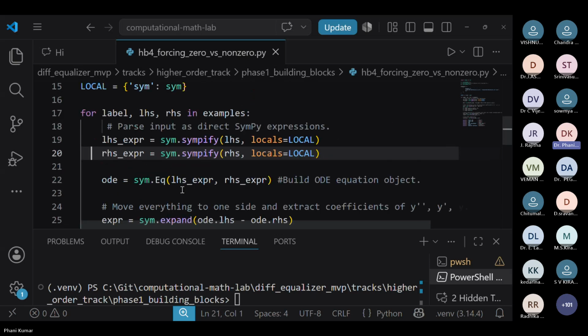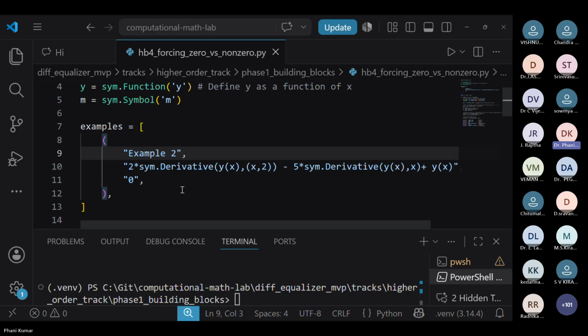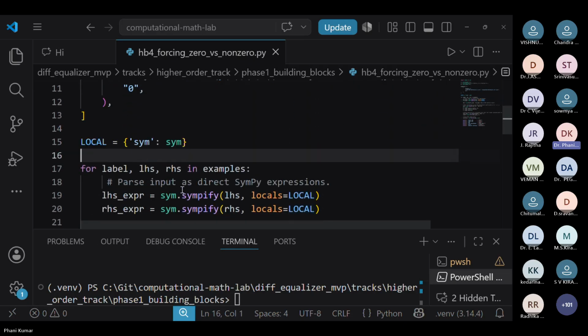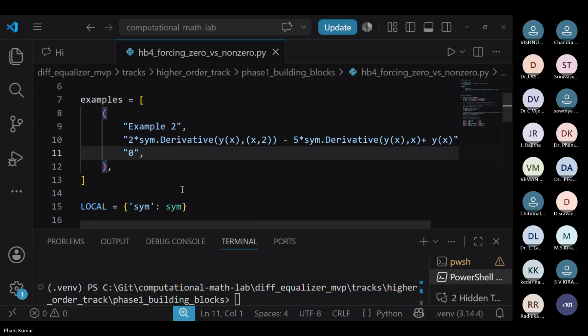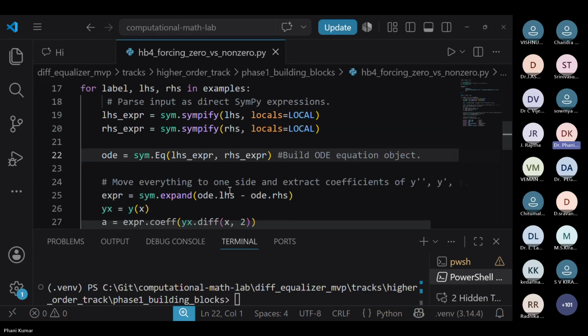So again, I'm giving the brief again. So I'm coming from the first one. So the first one is, first we are going to import sympy, take the symbol, and y as a function, m as a symbol. So these are the examples I am taking, examples of different examples, right? So first I'm going to take sim as sim. This is the local name I'm using. So next one, the next part is, just a minute.